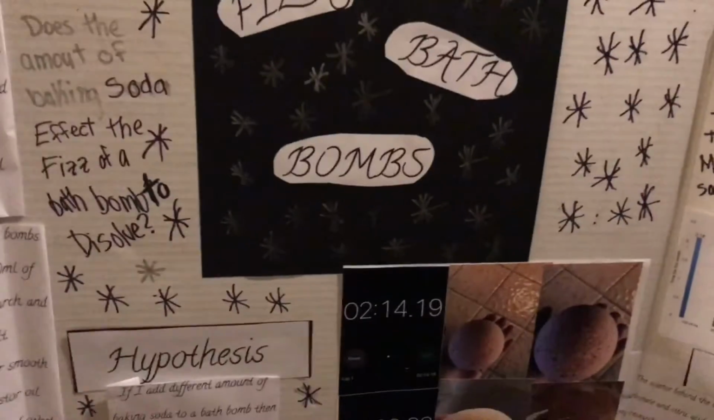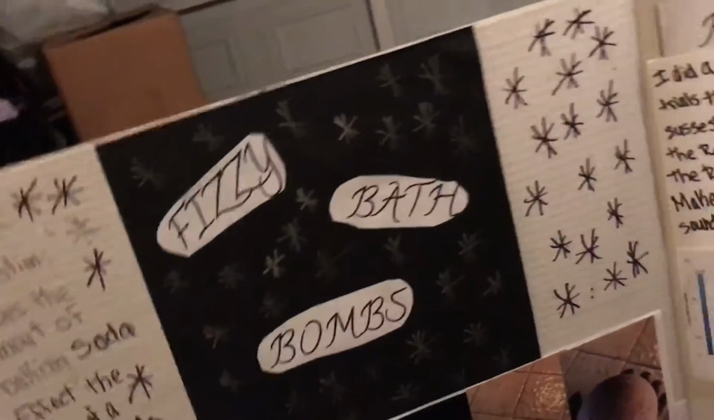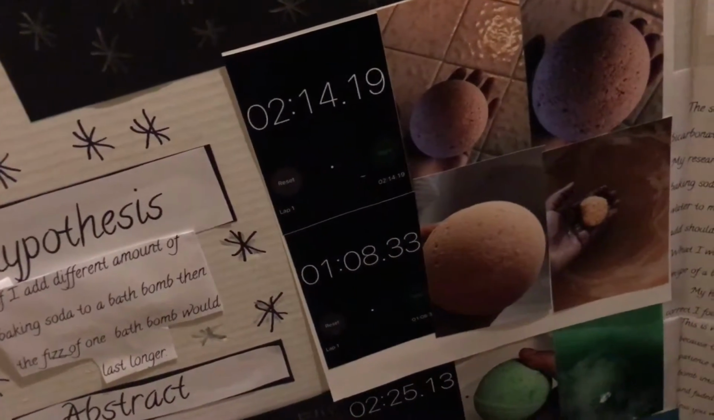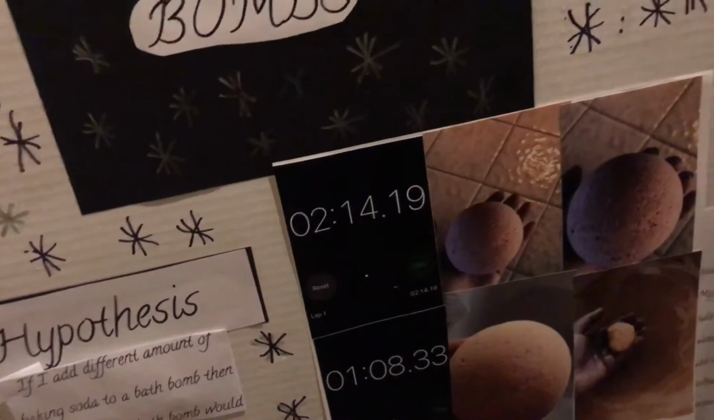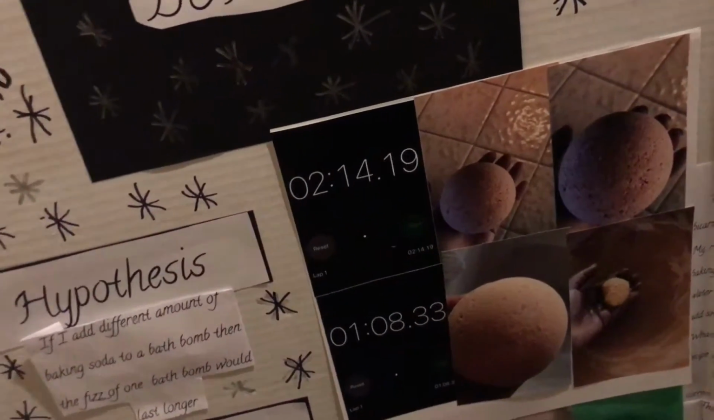My project is on fizzy bath bombs, or do-it-yourself bath bombs. And if you don't know what bath bombs are, they're a mixture of citric acid, cornstarch, Epsom salt, and baking soda inside a little bomb that, when you put it in the water, starts fizzing and gives you soft, smooth skin when you're in a bathtub.